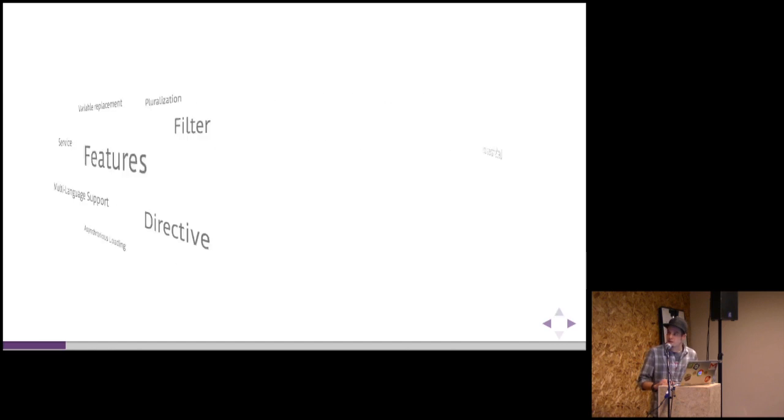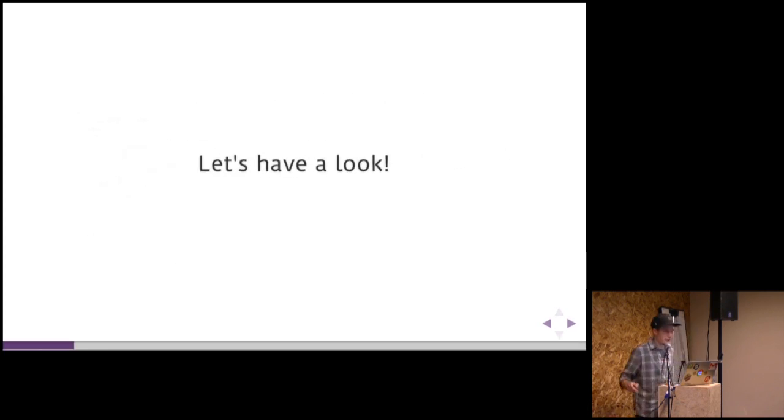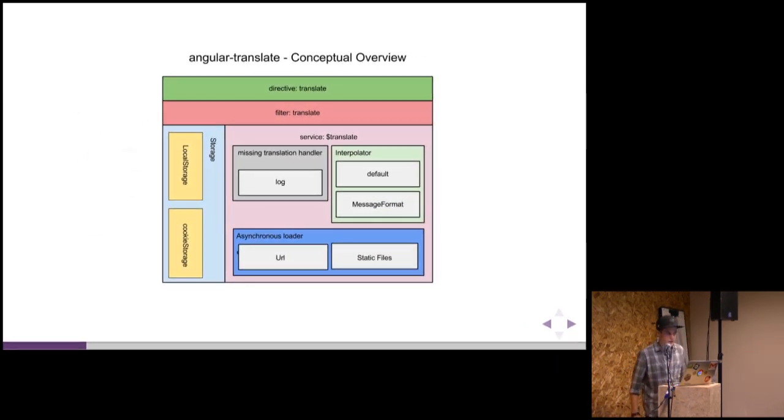Okay, so let's have a little look. I'm not a designer, and I guess some of you can't see this here, so I will zoom in a little bit. Maybe this is better. Okay, so this is a conceptual overview of Angular Translate, and it shows how these components stick together, how they are connected and how they communicate, right?